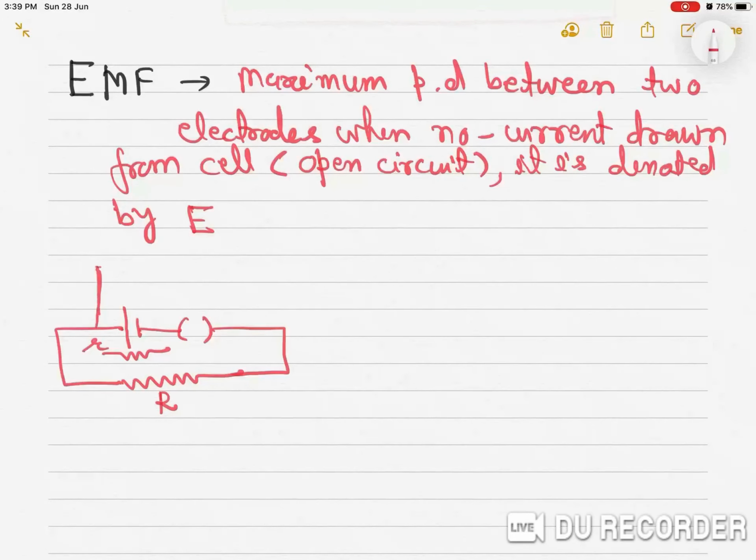We are measuring the terminal. When no current is drawn, then the voltmeter will give the value of EMF of the cell. And the second thing is terminal potential difference.